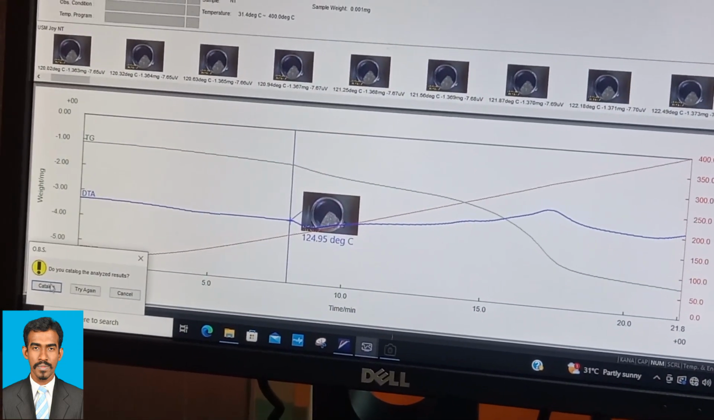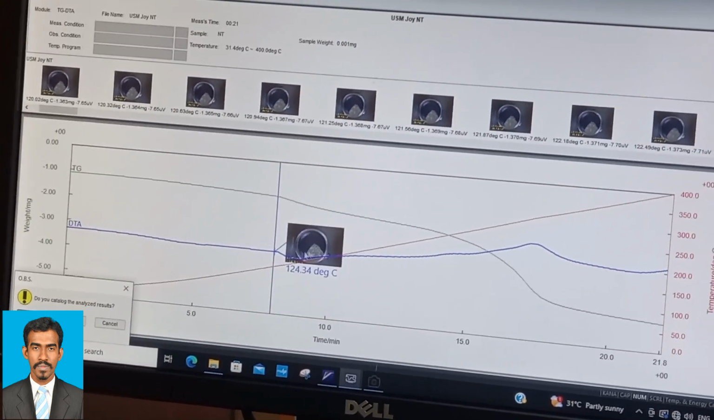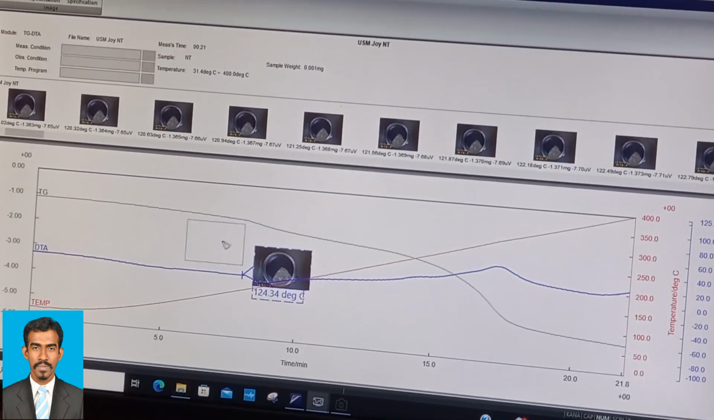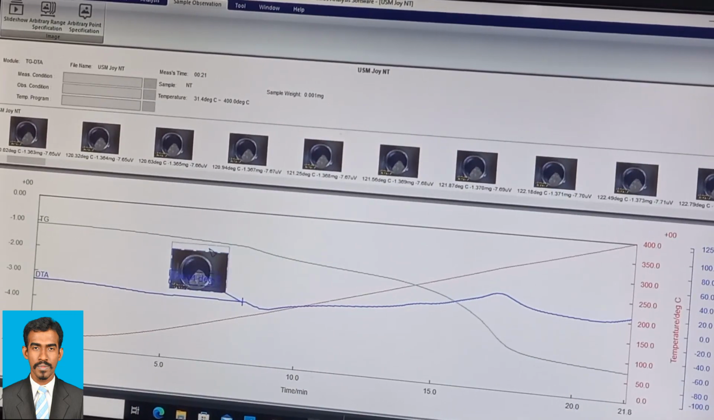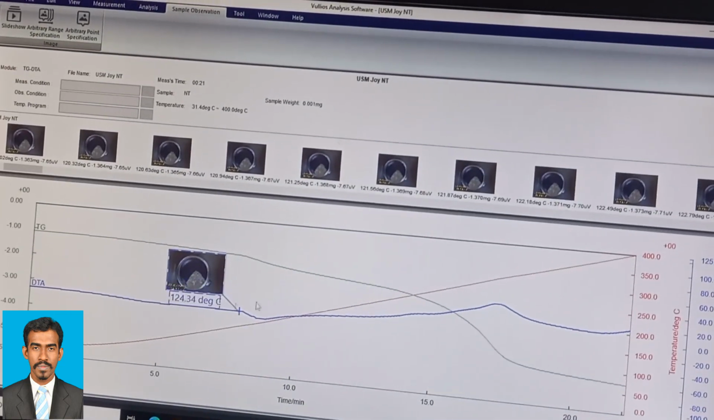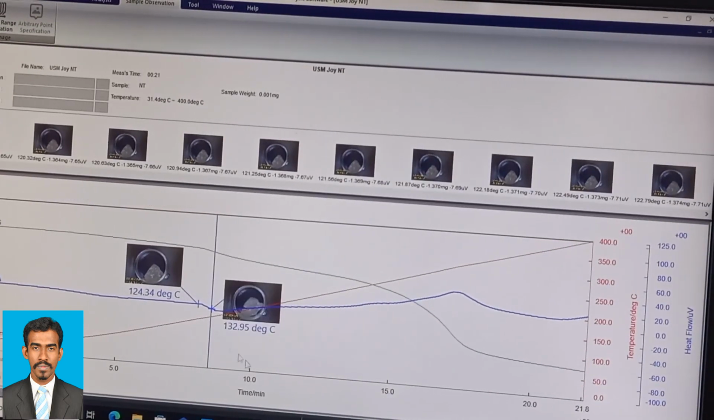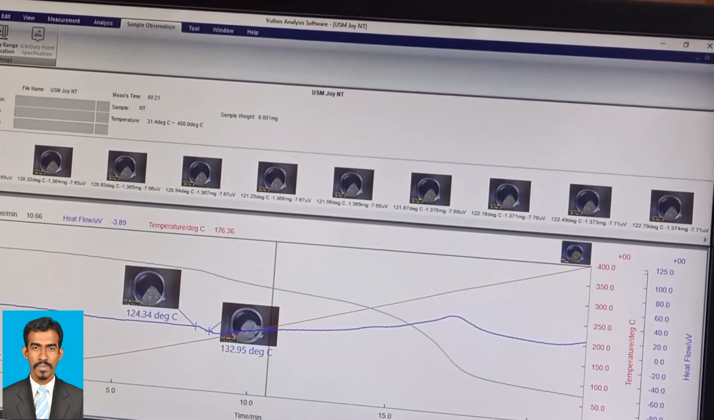Interpreting the different peaks, troughs, images and curves in TG-DTA analysis involves understanding the information they provide about the thermal behavior and properties of the analyzed samples. The TG curve, the thermogravimetric curve, represents the weight change of the sample as a function of temperature or time during the heating or cooling process.